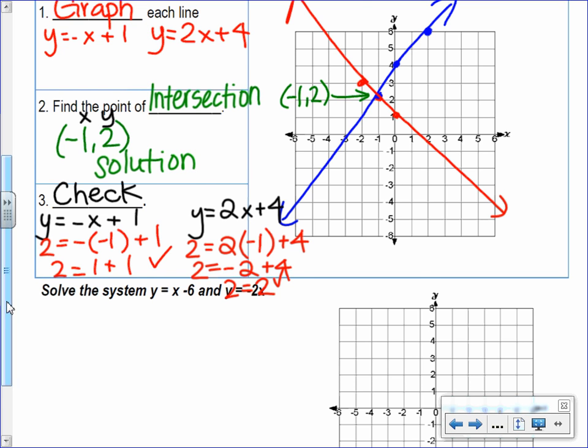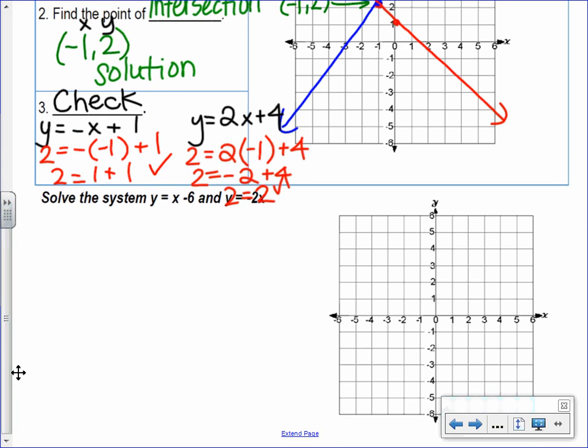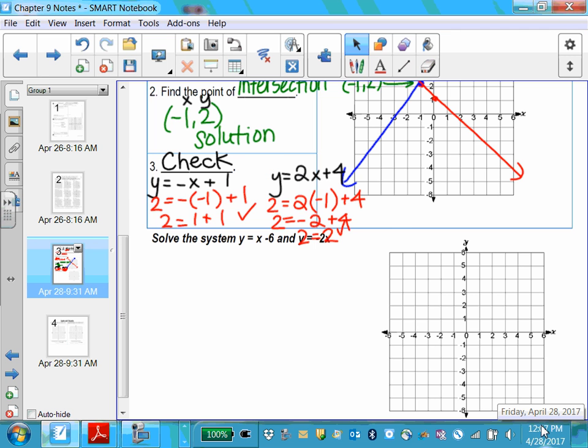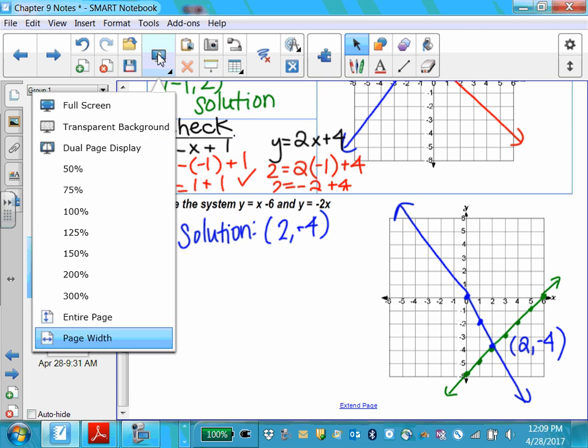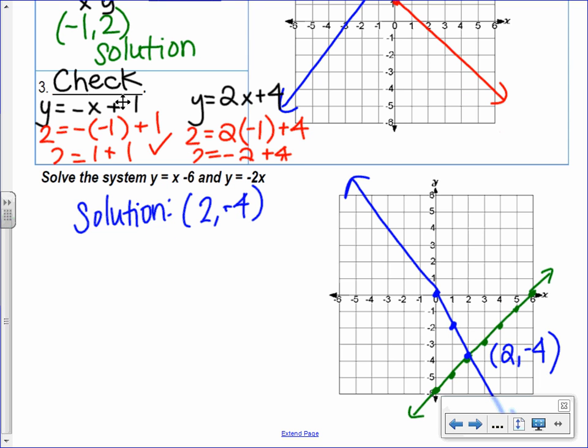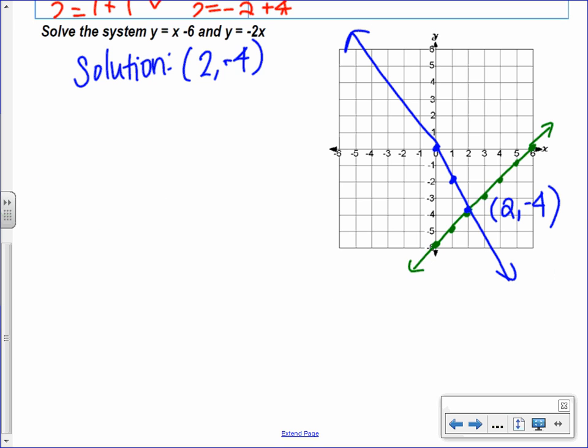All right, at your table, do the bottom one. At your table, do the bottom one with your table partners, please. Hopefully, if you have done it correctly, you got 2, -4. Now, one thing I want to talk about.